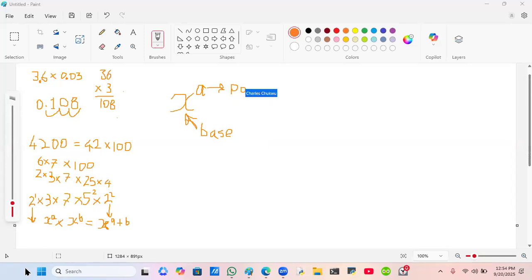What's another name for A? Let me see if you remember. You don't remember? Index. Yes, index. That's where you get the word indices. The plural of index is indices. Do you get it now?